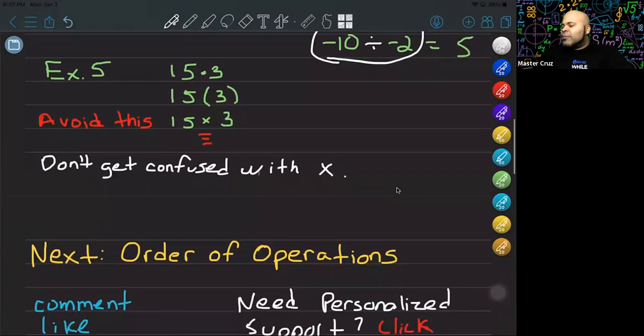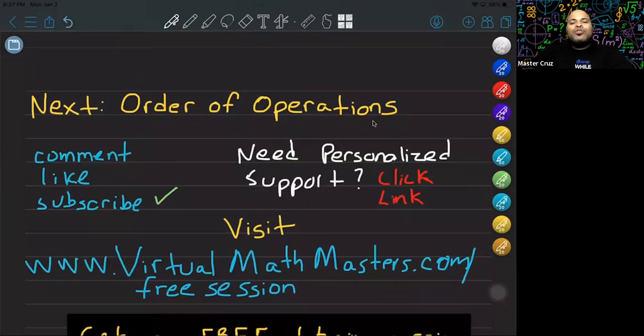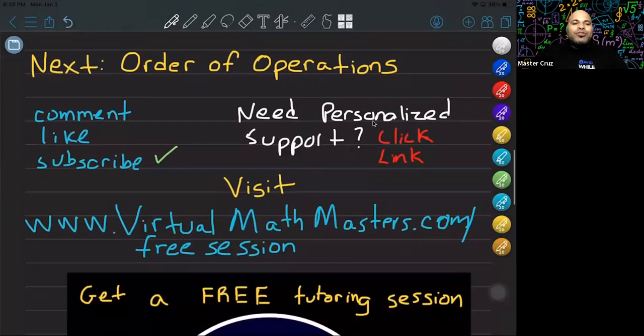So hopefully this helps. And coming up next in our videos, order of operations. So if you need to apply this in an order of operations problem to simplify and get a number, make sure that you check out my videos at virtualmathmasters.com. They're all together, the math is all together with detailed examples.